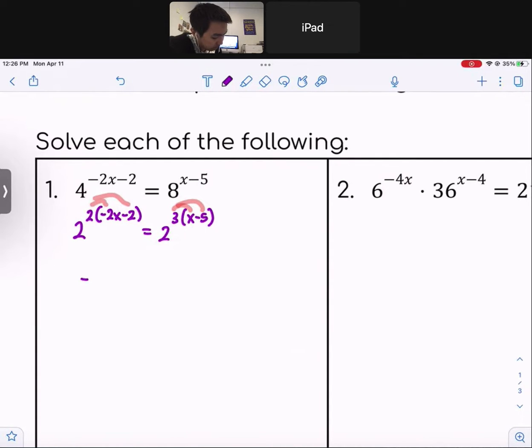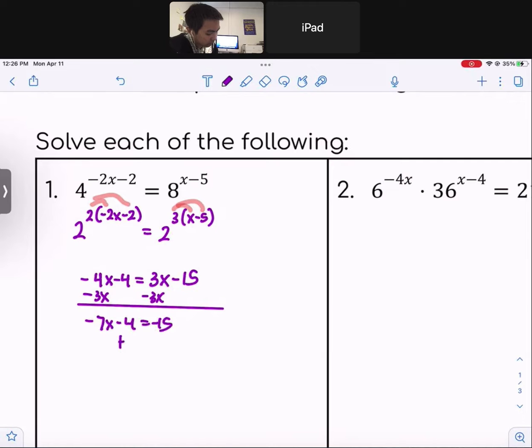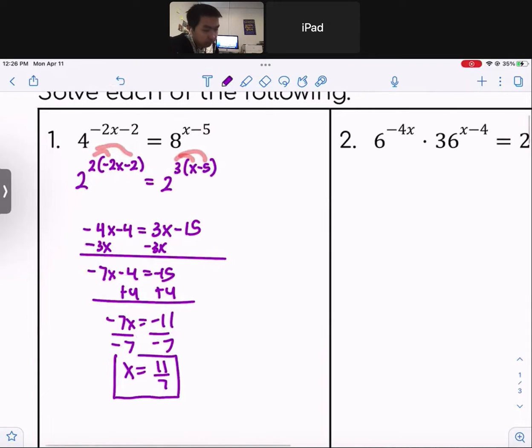So we distribute to get negative 4x minus 4, and we make that equal to 3x minus 15. Get variables on one side, so I'm going to move my 3x to the left-hand side and get constants to go to the right. Negative 7x equals negative 11, and divide both sides by negative 7, and x is equal to 11 over 7. So there's that one right there.